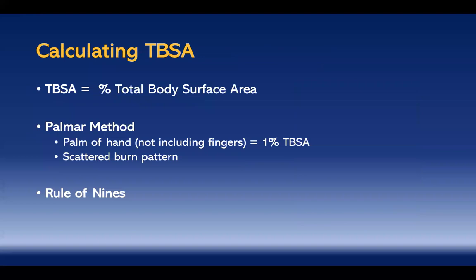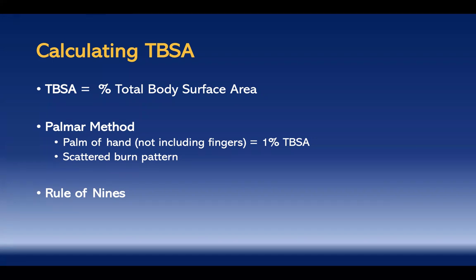So we talked about how you need to know the total body surface area in order to determine burn severity. And so here's how we do that. There's actually two ways to calculate total body surface area burned. The first is the palmar method. Using the palm of the hand, not including your fingers, is about 1% of total body surface area. And of course, that's the patient's size of their hand. So this works better if there's a small amount of burn or it's a scattered burn pattern. So you can kind of estimate how many palms of surface area are affected. And each palm of the hand, not including the fingers, is 1% total body surface area.